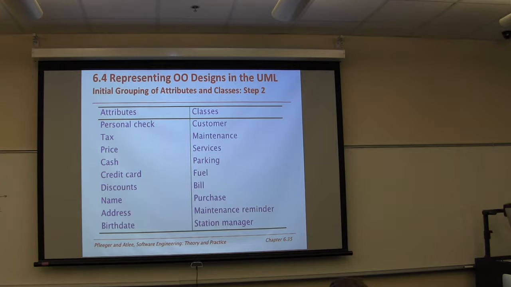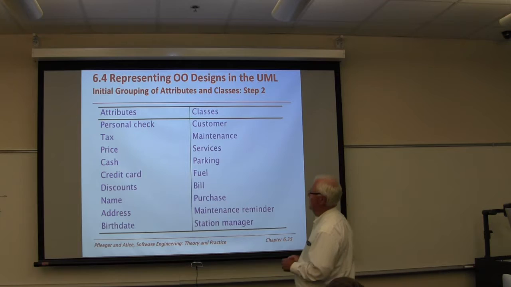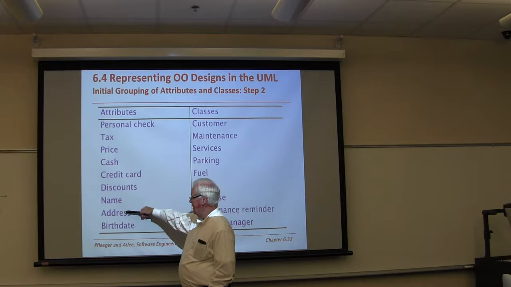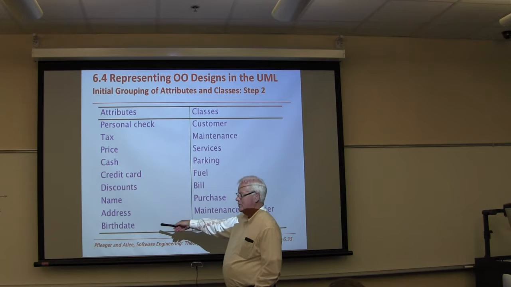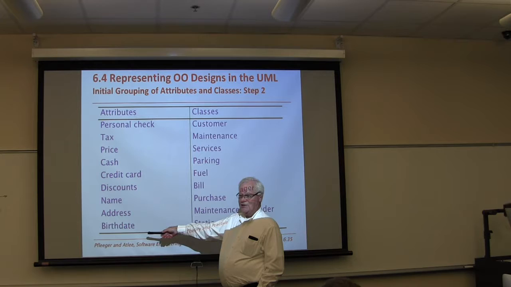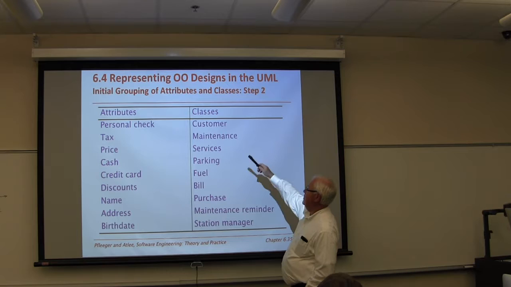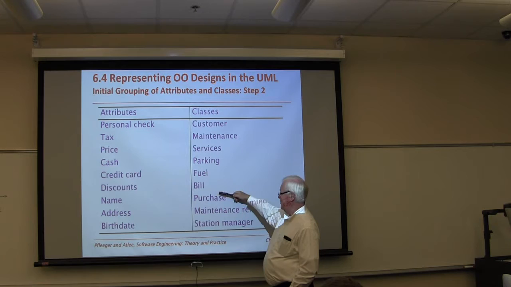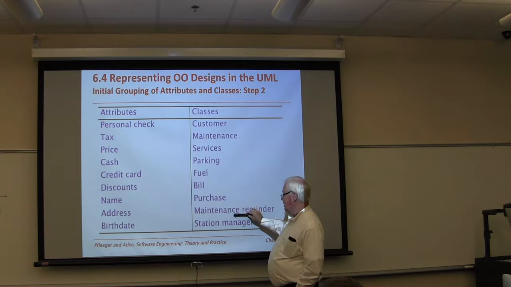So we can further flesh it out. We had personal check, tax, price, cash, credit cards, discounts. Now we might want name, address, and birth date of the customers, right? We have birth date. How many of you get notified through email of special discounts at a restaurant or something? Yeah. In the classes, we could expand that out. We've got customer, maintenance, services, parking, fuel, bill, purchase, maintenance reminders. You might want to remind a customer when they've had an oil change and we know their average driving, it might be time to come in. Station manager. I get a lot of those.